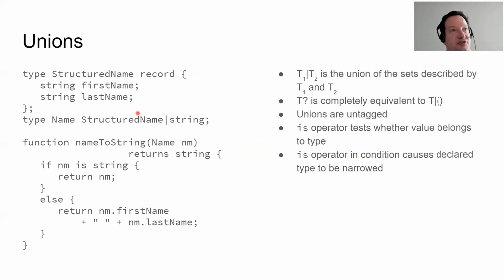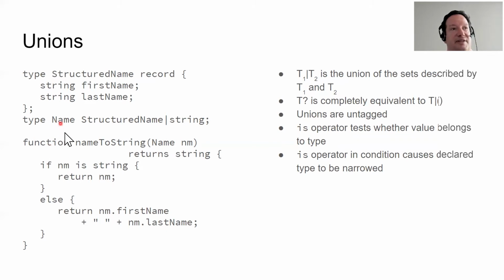Well, now we understand what structural typing is, we can talk about unions. We've actually already seen a very simple kind of union, which is T question mark. T question mark means exactly the same thing as T or nil. It means the set of values allowed by T question mark is the set of values allowed by T or nil. But we have this in a more general form. If you have two types, you can say T1 or T2 to mean the union of those two types. So here we're defining a record type structured name, and we're saying that the name type is either a structured name or it's a string.